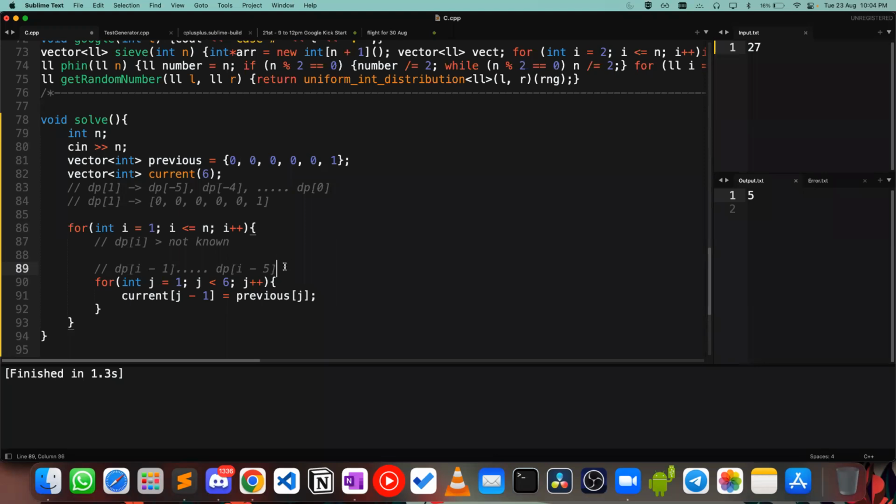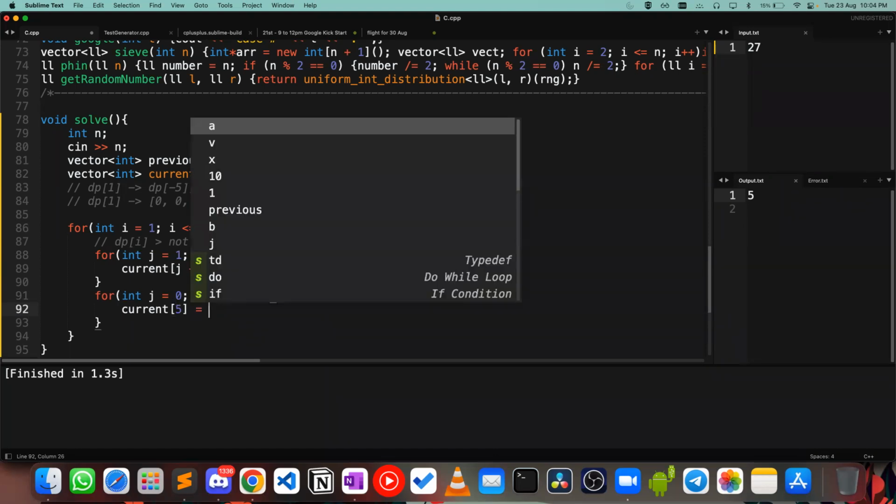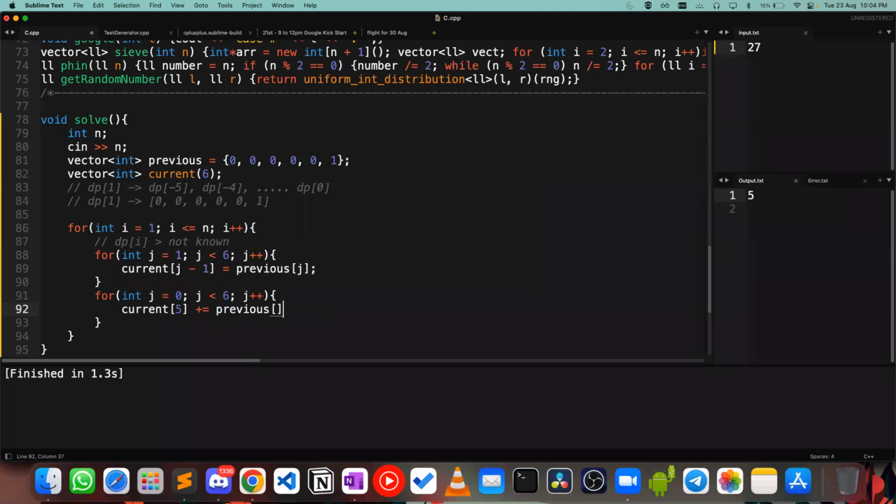So it is important that I first of all update the required values. And then what I can do is this. Then I'll say for int j is equal to 0, j is less than 6, j plus plus. And I'll say the last value of current, which is current of 5, plus equals previous of j. What am I doing here? I am saying dp of i is equal to dp of i minus 1 plus so on up till dp of i minus 6. This is what I'm doing in this step.